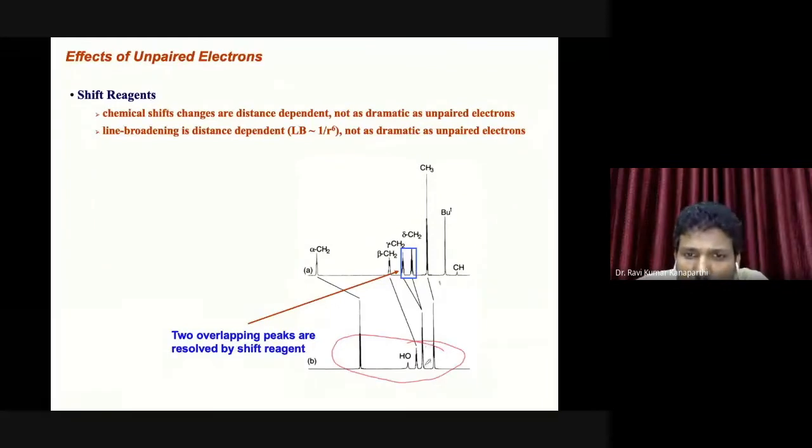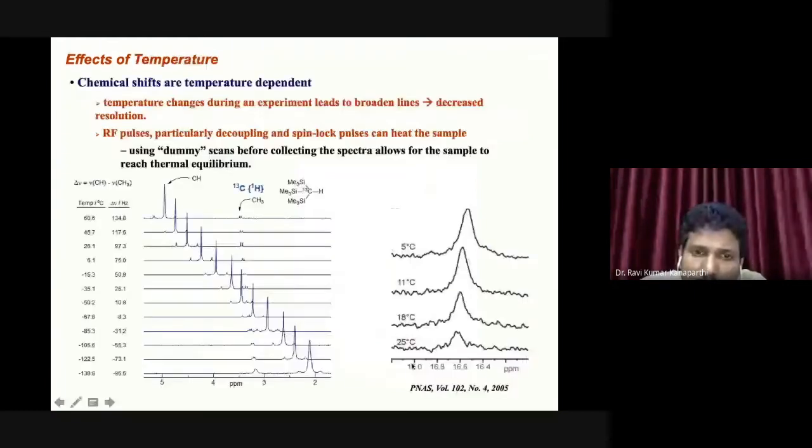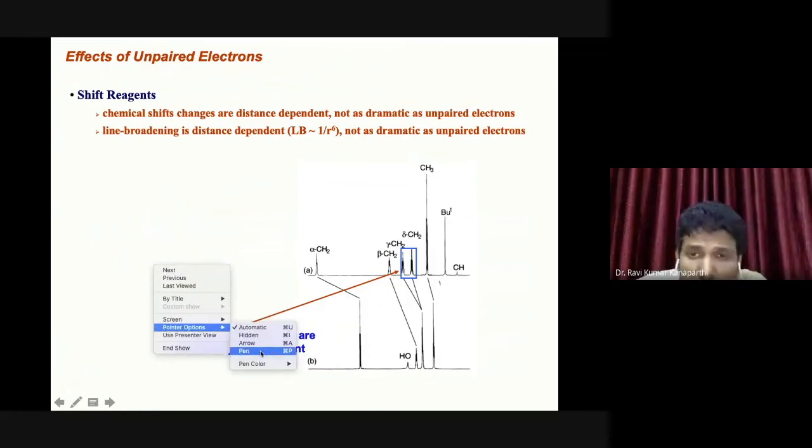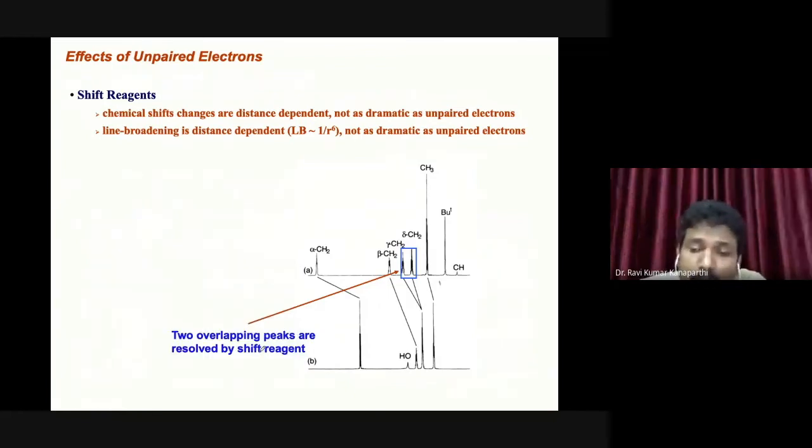Very simple: here two protons are clumsily coupled together, but when you add the chemical shift reagent to your NMR sample and record it, things will be very clear. It will resolve the peaks very nicely and we can easily interpret the NMR peaks to the molecular structure.